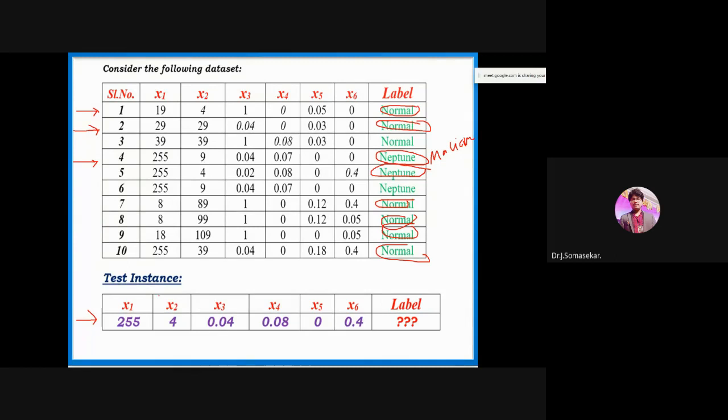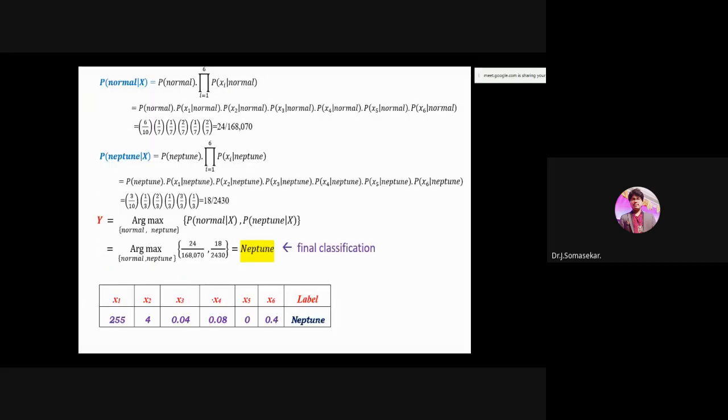When you come to the test instance, this is the active data we just received. The label we don't know. We have to classify the label, whether the data is normal or abnormal. This we have to classify by using the Bayesian classifier. I think the data set is clear here. Now, using the new data we have, we are going to classify the label. So here, what we are going to do, one second.